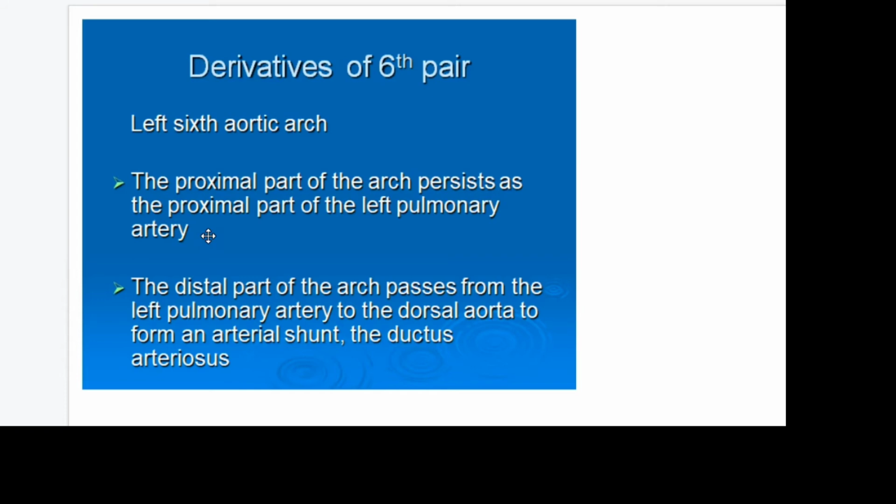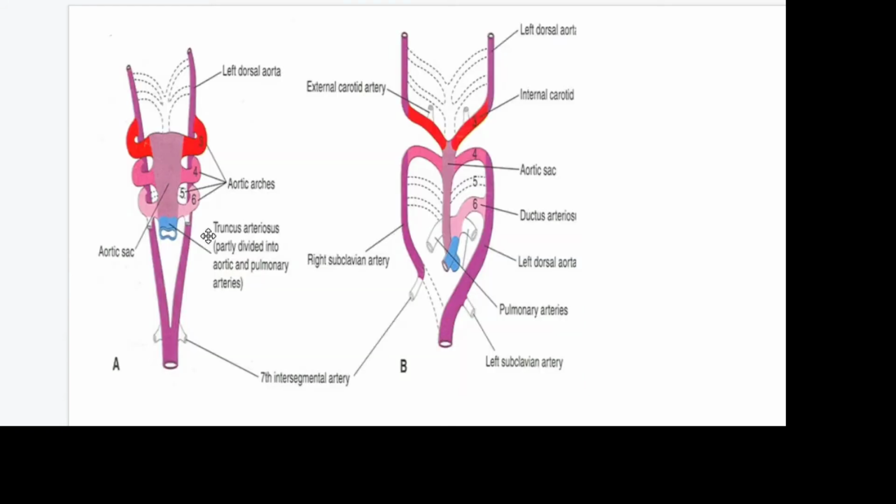The sixth aortic arch, the proximal part, persists as the proximal part of the left pulmonary artery, and the distal part of the arch passes from the left pulmonary artery to the dorsal aorta to form an arterial shunt called the ductus arteriosus. On the left side, the proximal part forms the pulmonary artery, and the distal part passes from the pulmonary artery to the dorsal aorta to form a shunt known as the ductus arteriosus.